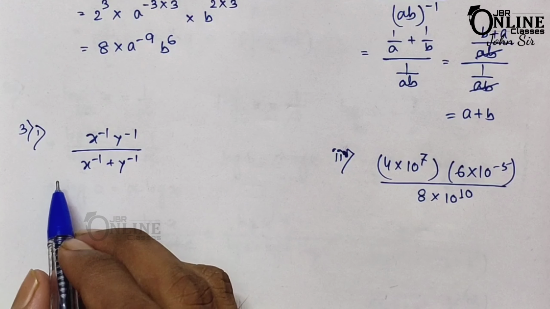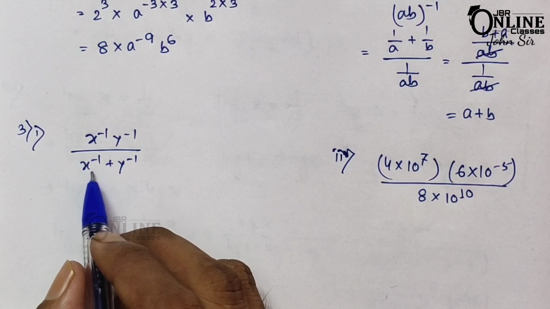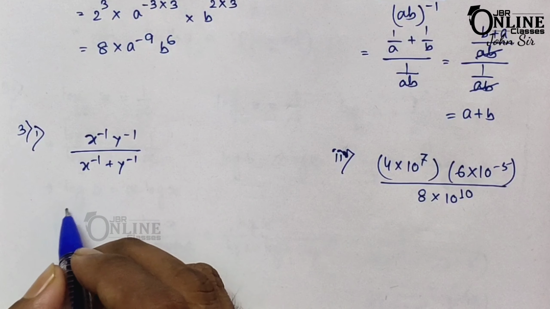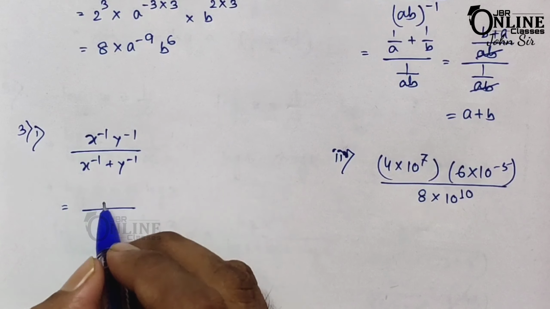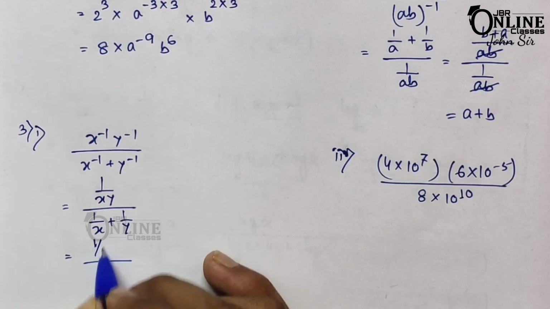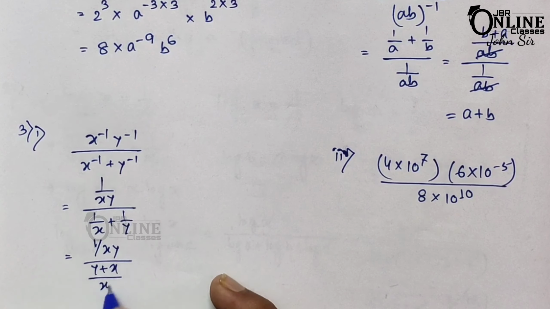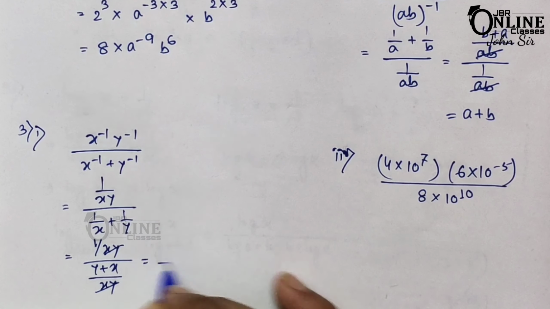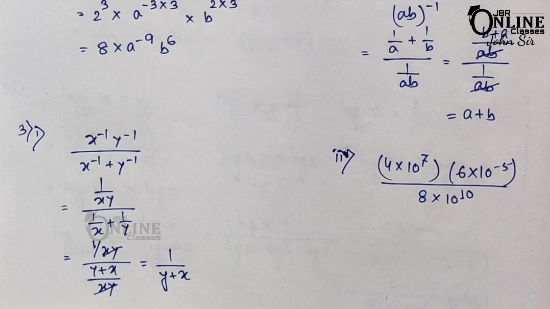Now sum number 3, 1. In sum number 3, 1, x to the power minus 1, y to the power minus 1, divided by x to the power minus 1 plus y to the power minus 1. So the upper one will be x to the minus 1 means 1 by x, y to the power minus 1 means 1 by y. So 1 by xy. Here 1 by x plus 1 by y. So the upper one will be 1 by xy, and here by the LCM it will be y plus x by xy. So xy cancel out. So it will be 1 by y plus x, that means x plus y.